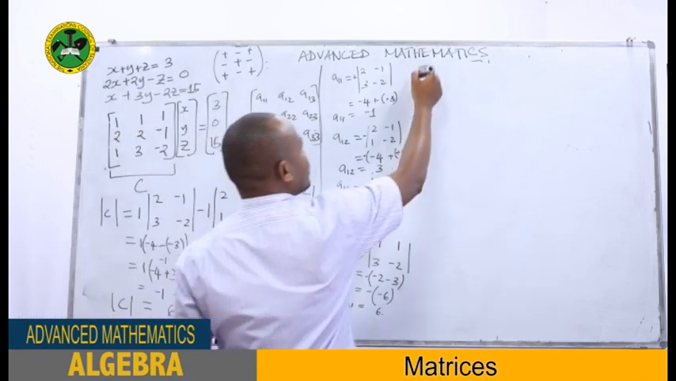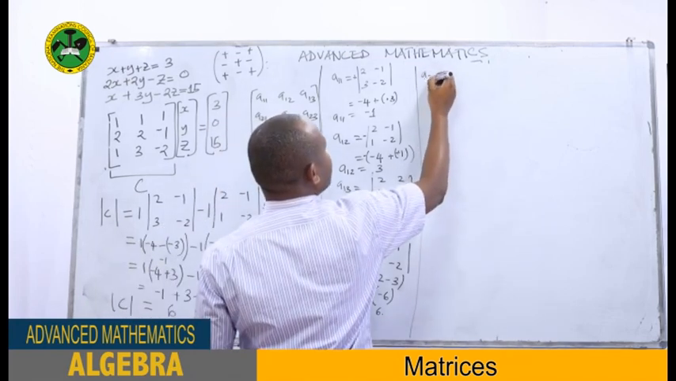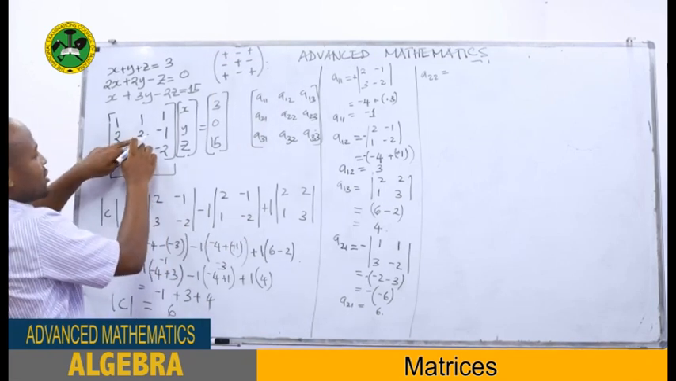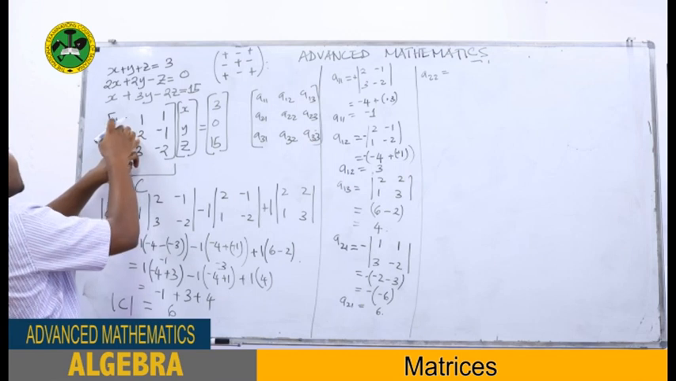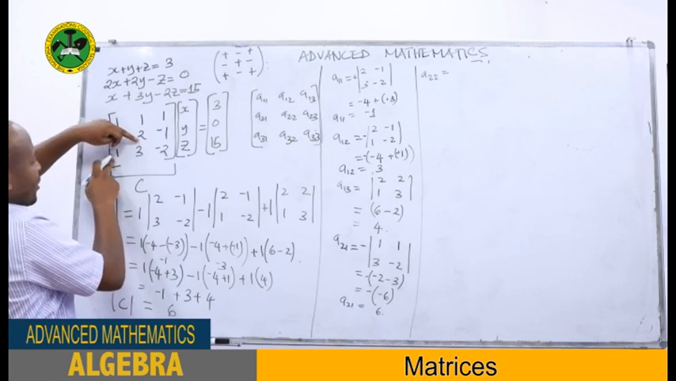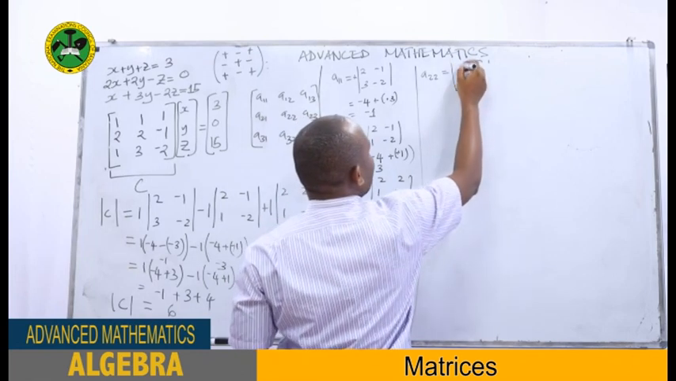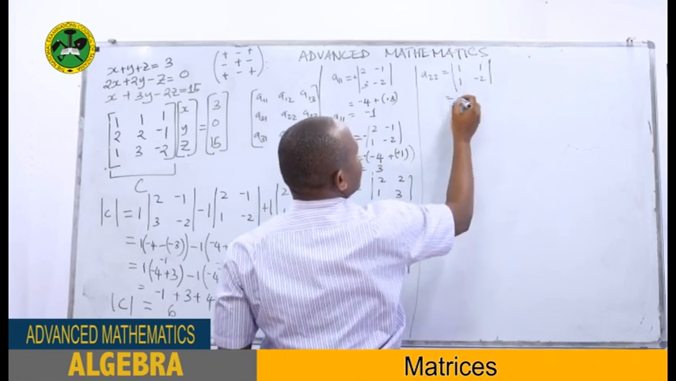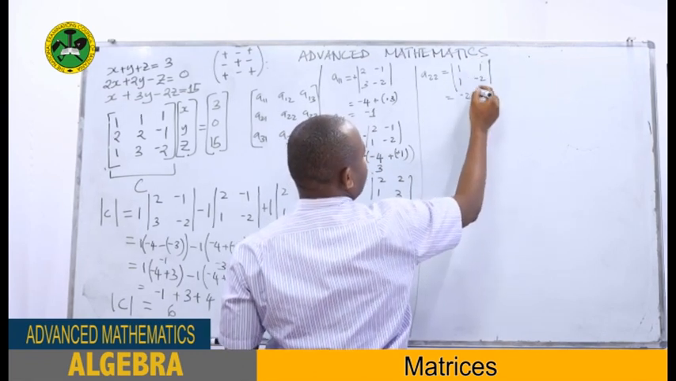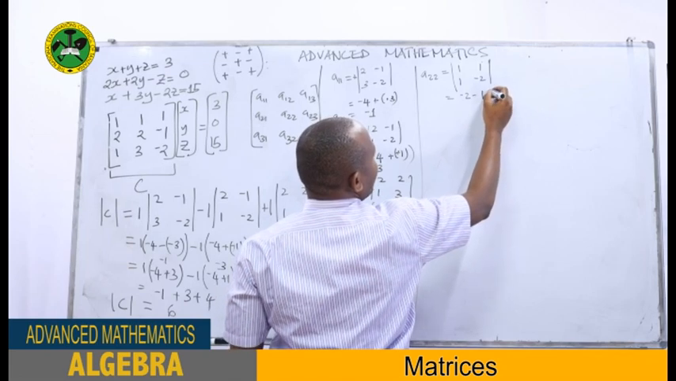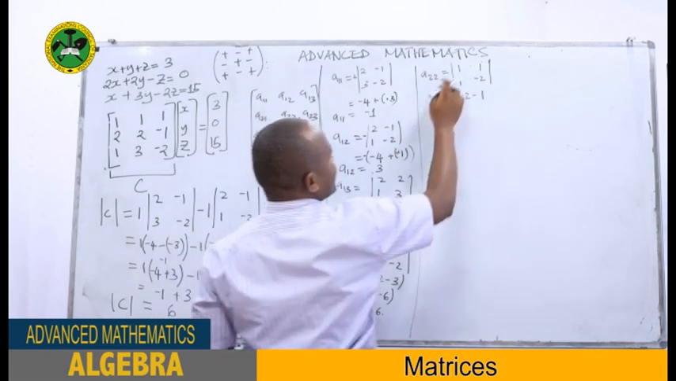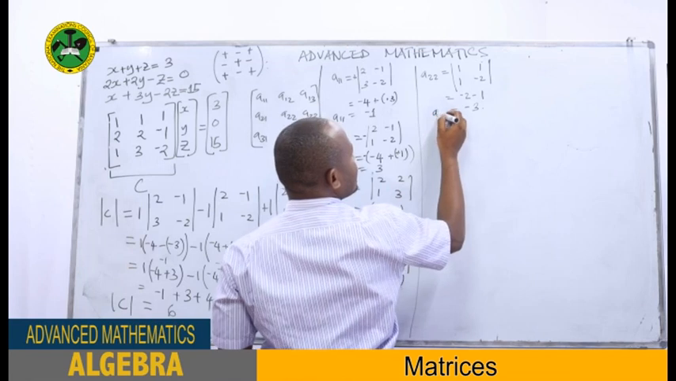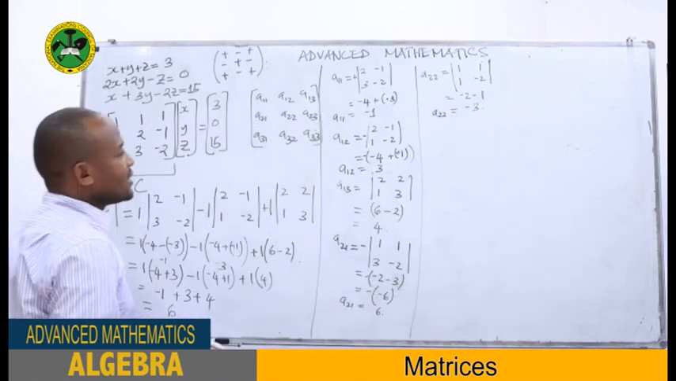Now let's go to A2, 2. And remember, the pattern says it is positive. That means we are talking about that position, and we are left with 1, 1, 1, negative 2. So we have negative 2 minus 1. And the pattern says it is positive, that means we are right. And then this is negative 3. That means the cofactor to that position is negative 3.